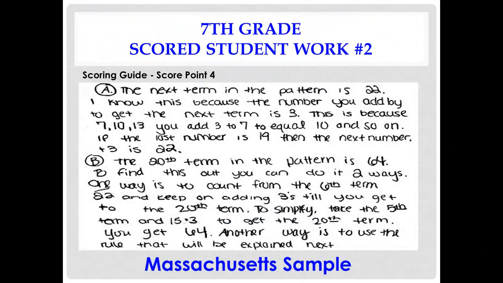All right, part B is what is the 20th term in the pattern? The student explained the 20th term in the pattern is 64. To find this out, you can do it 2 ways. Very good strategy.